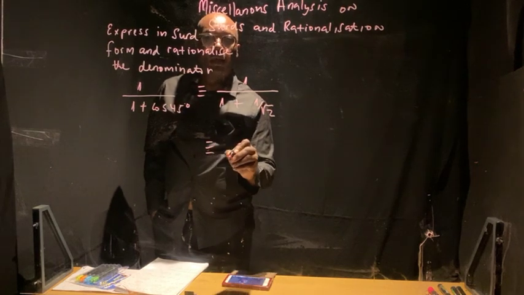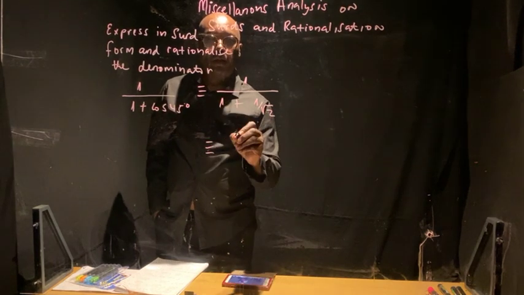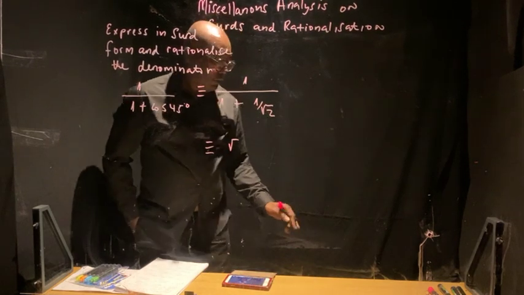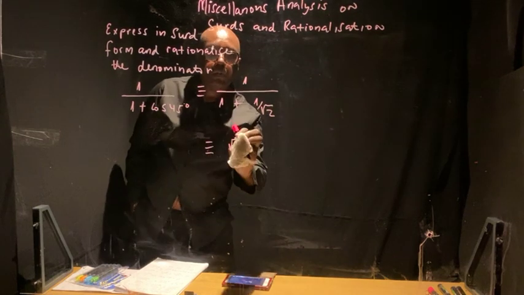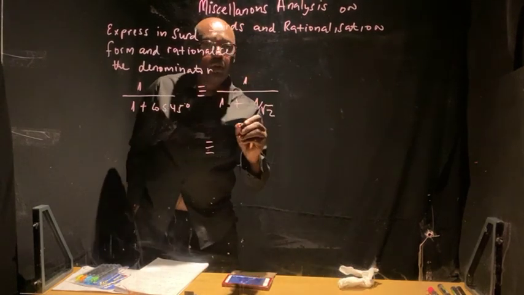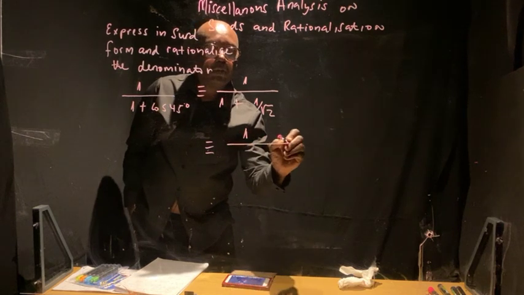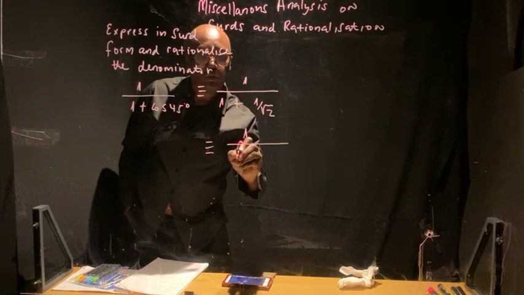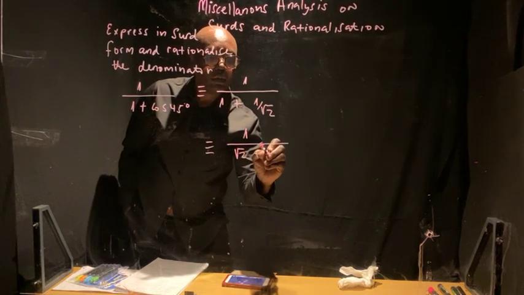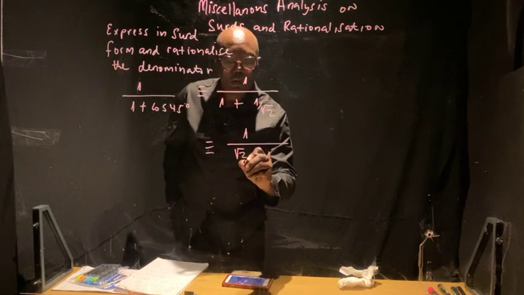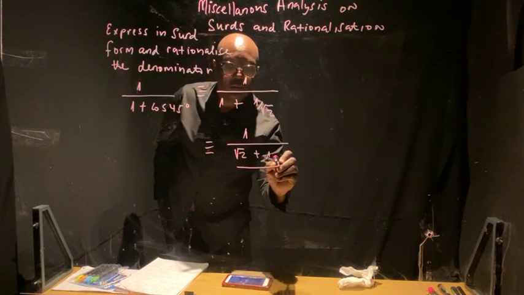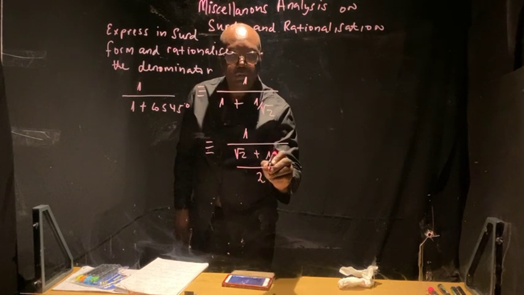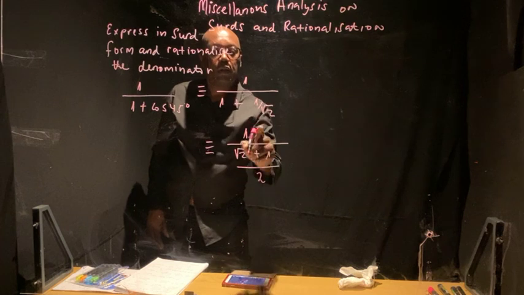Then you cross multiply this one to this. Then you have root 2. The numerator is equals to 1 over the denominator. You cross multiply this to this, so you have root 2 plus 1 all over root 2 over 2 all over root 2.